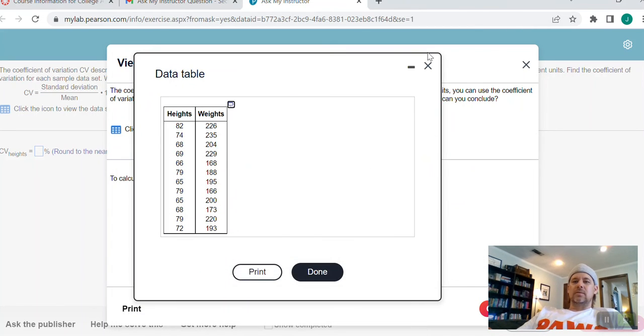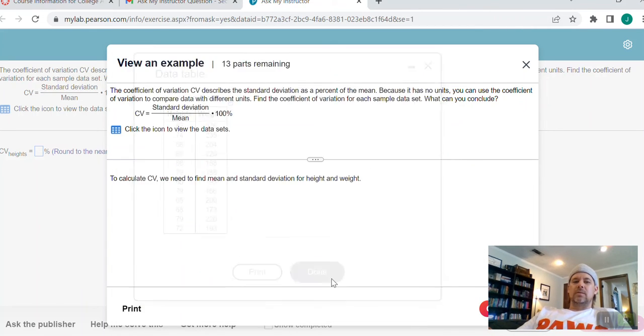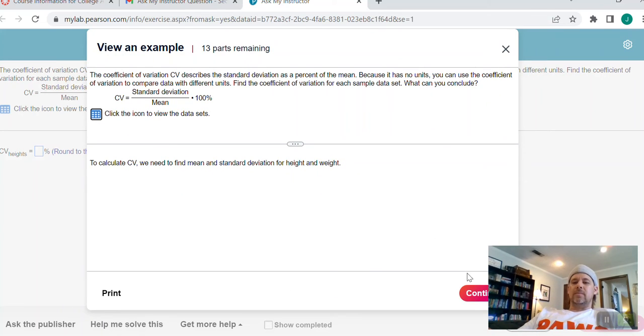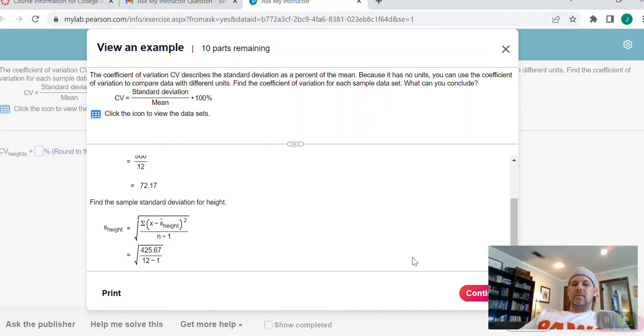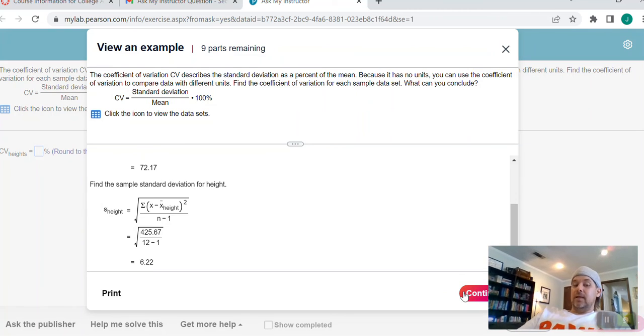Close this. Okay, so then say we're doing this help thing, and it tells us this is how you would calculate the mean if you were going to do it by hand, and then this is how you would calculate the sample standard deviation if you were doing it by hand. You take the sample measurement minus the mean and square it and add them all together. But anyway, we had done that anyway.